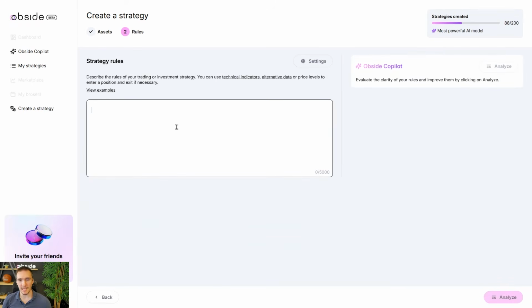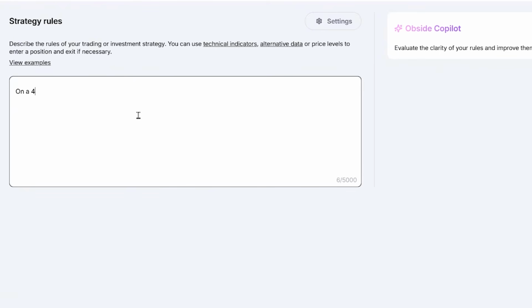And let's just say the strategy rules will be on a 4-hour chart, buy when price touches the upper Bollinger Band, and we'll use a 2.5 standard deviation. So I'll just say standard dev 2.5. We'll also want to short when it touches the lower Bollinger Band. So I'll say short when it touches the lower band. Okay, so these will be our entry rule for a long or a short.